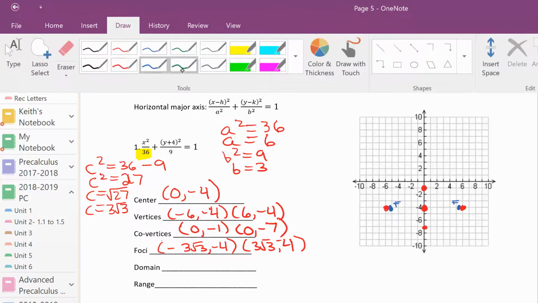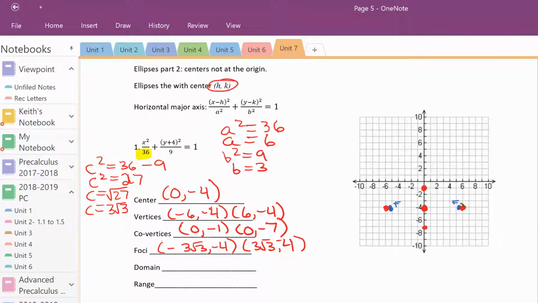And then when I draw my ellipse, it looks like that. And there you go. So now for the domain and range, the x is negative 6 to 6. And for y, at the bottom here it's negative 7, to the top, negative 1. And that is the range.